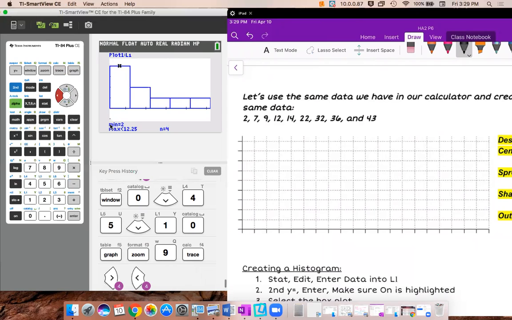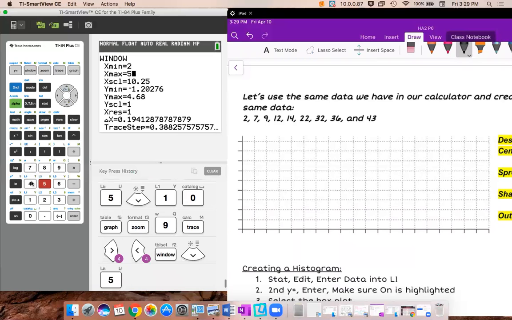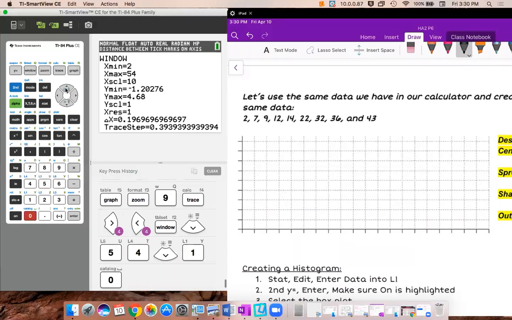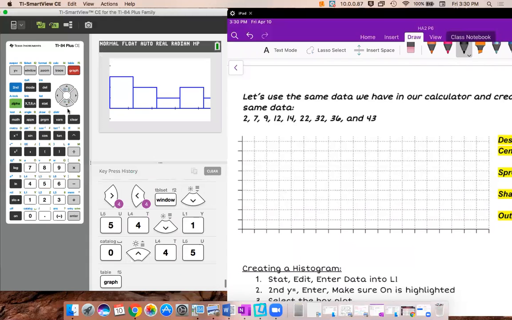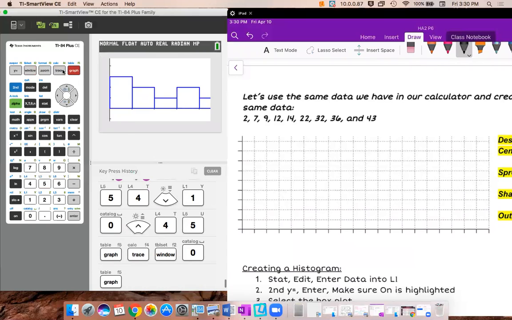So if we look at this first one, this tells me that this goes from 0 all the way to 12.25. Let's see, that changed on me. Let's see, 54, and then let's make this be 10. And then let's go, or not 54, what did we want that to be? 45. Go back to graph, there we go. Okay, so then we do trace, and then, see, I want that to be 0. There we go. Okay, so now we do trace, and then it's going to tell me that the minimum here is 0, and it goes all the way up to 10.